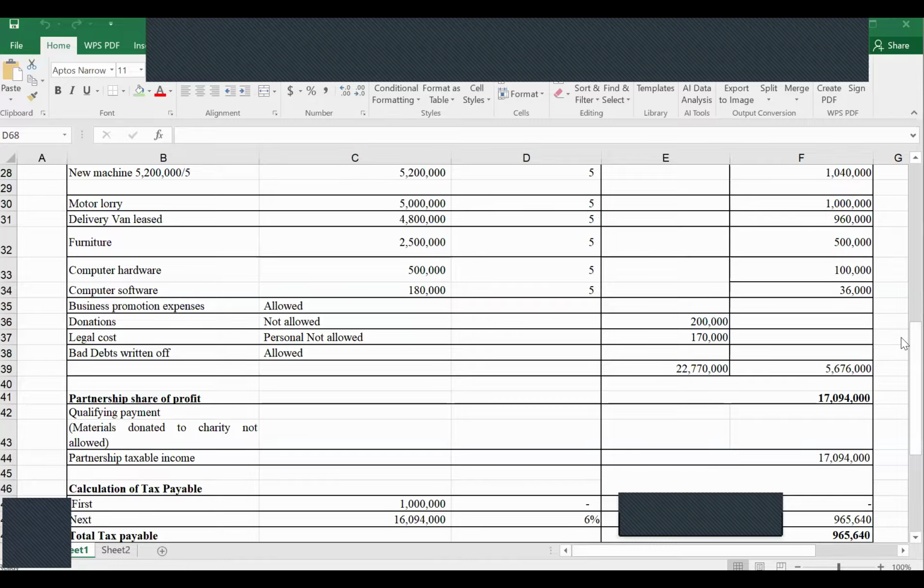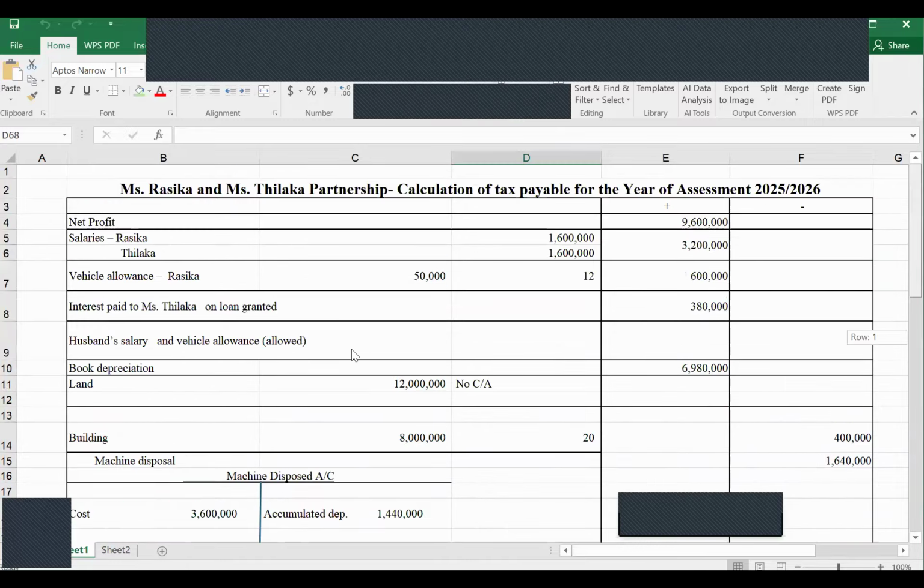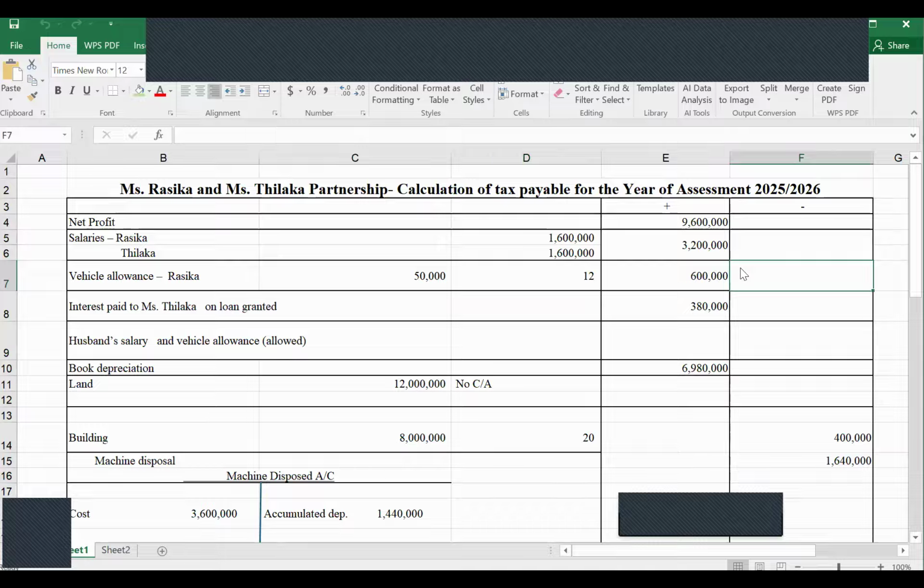Okay, we can start the computation. You can see the answer. Yes, it is here. We can start it from the beginning. That means, as you know how to do these calculations, we can start it from here.